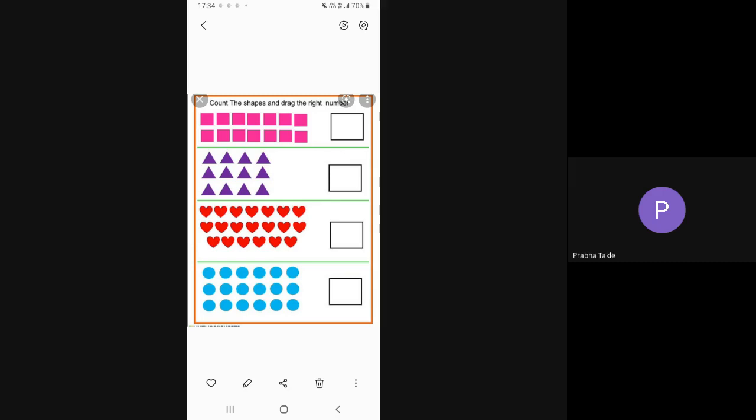Okay, the next one is, no one is left from nursery, okay? So from the starting, Sanvi Patil, can you count this? Teacher, I was not.